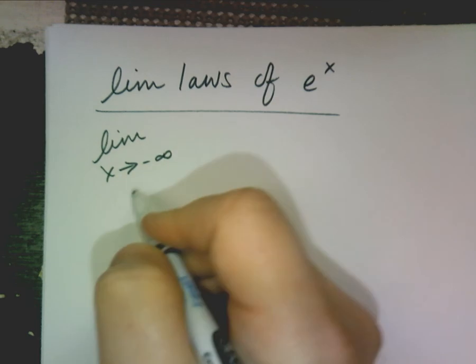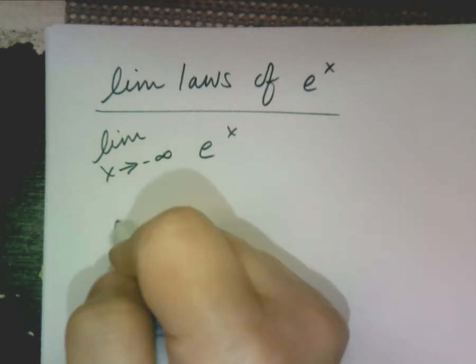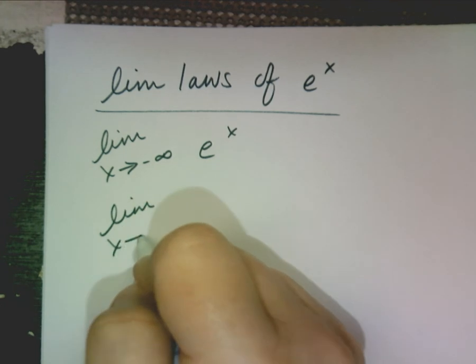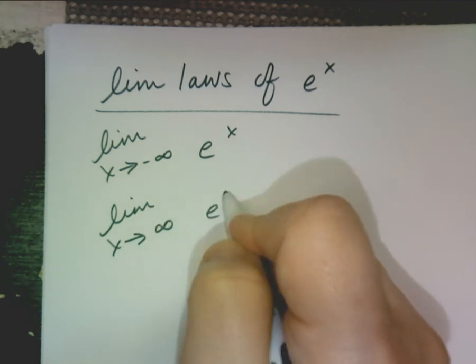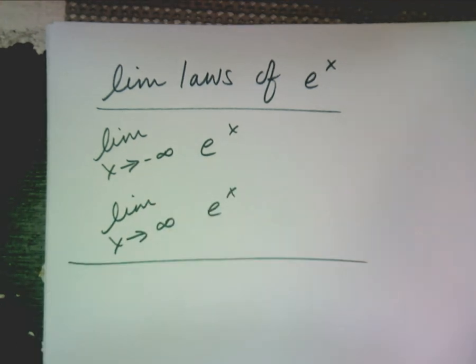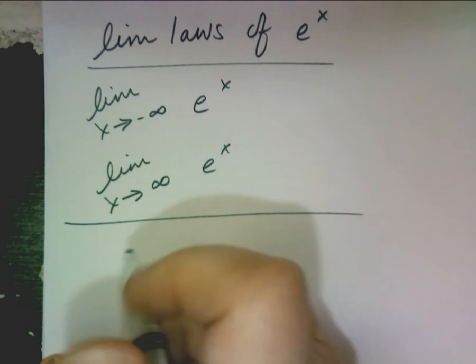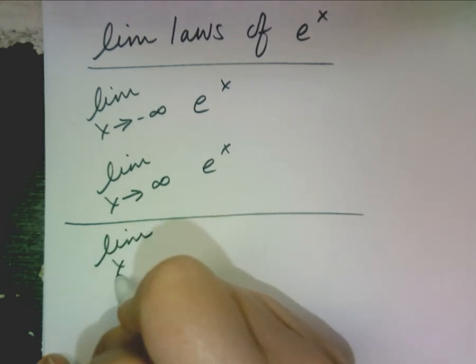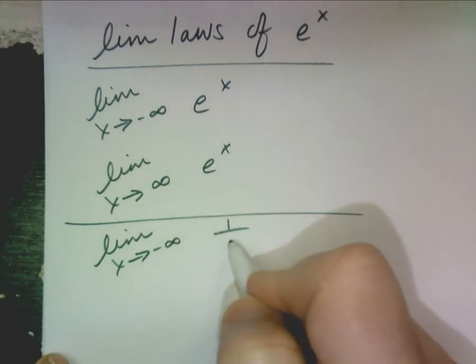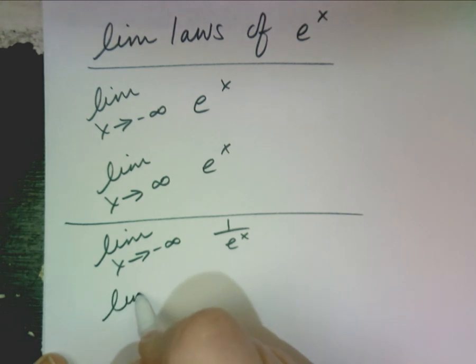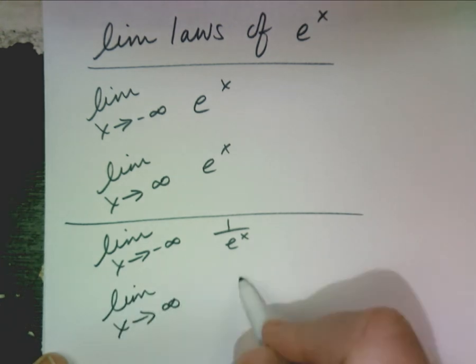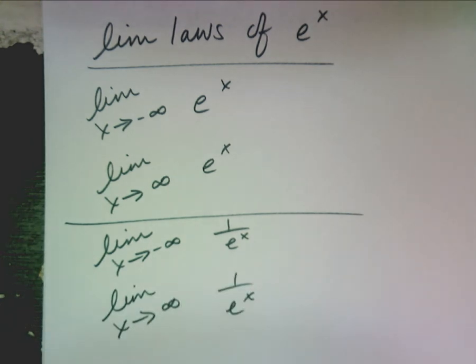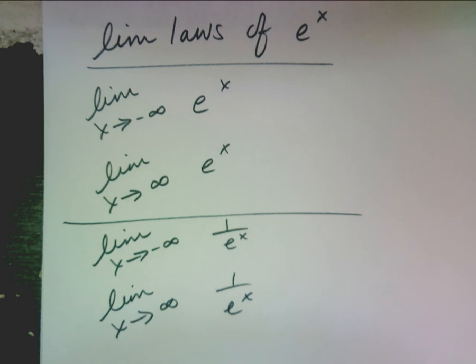But that's really more for my SP. The limit as x goes to negative infinity of e to the x. The limit as x goes to positive infinity of e to the x. And then we're going to flip that. The limit as x goes to negative infinity of 1 over e to the x, and as it goes to positive. And then this is it. We're just going to talk about these and we're done. This is just going to help us with what we do in the future. And you'll be fine. This should make sense to you.